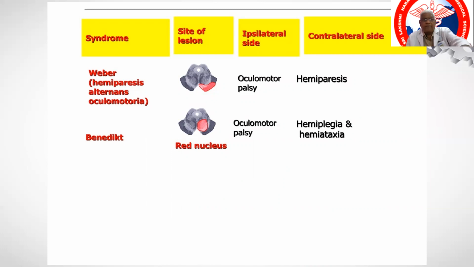Syndromes. Weber syndrome: site of lesion, hemiparesis alternans oculomotoria. Ipsilateral side, oculomotor palsy; pyramidal, contralateral side, hemiparesis. This is Weber syndrome. Benedikt syndrome: ipsilateral side, oculomotor palsy; contralateral side, hemiplegia and hemiataxia. Here the lesion is in the red nucleus.